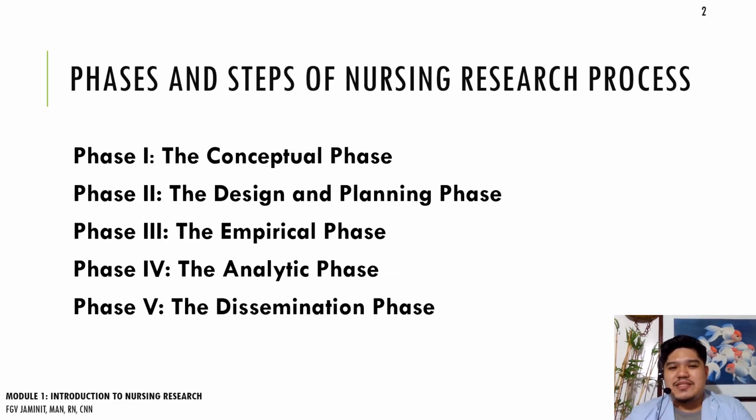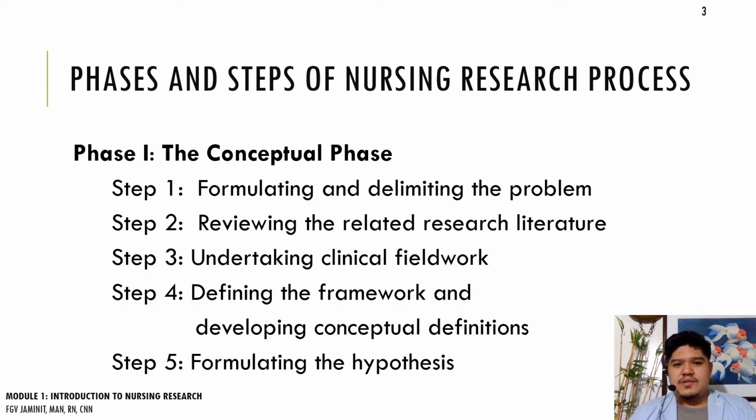The research process is composed of 5 phases and steps. There are the conceptual phase, the design and planning phase, empirical phase, analytic phase, and lastly, the dissemination phase. Let us talk about them one by one. The first phase in the nursing research process is the conceptual phase.